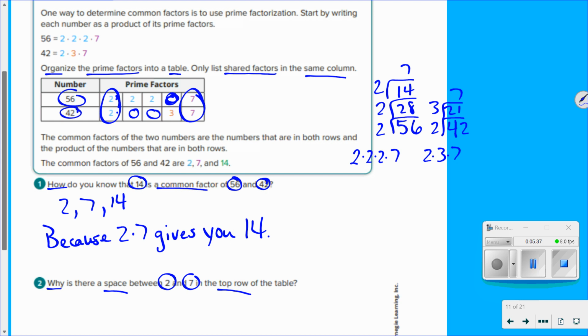Because going from one number to a different number. I didn't put a space between 3 and 7. Claire?